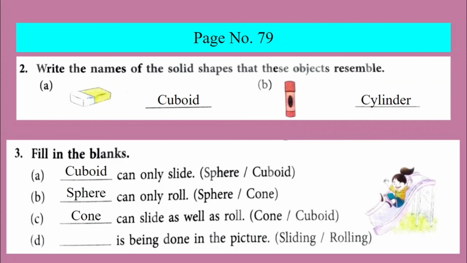Now we will do the D part. Dash is being done in the picture, sliding or rolling. So children, look at the picture here. What is the girl doing? Yes, sliding. So the correct answer is sliding. We all have gone to slides and have enjoyed sliding, isn't it?